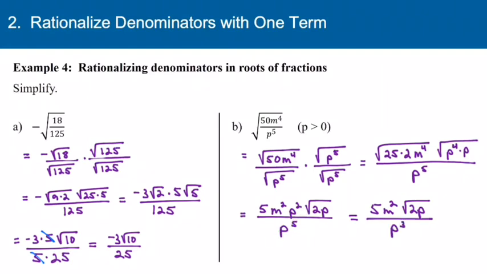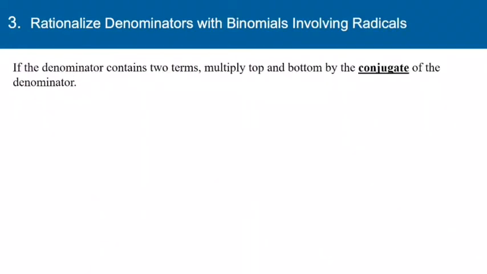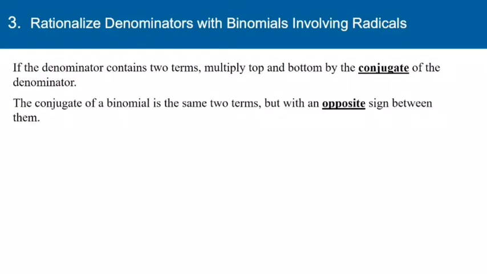Have you noticed how we're using lots of skills here? We're using our exponent rules, we're using our radical simplifying skills, we're using our product rules and quotient rules. It all goes together. And now we're going to talk about rationalizing denominators where there's a binomial or 2 terms in the denominator. So if the denominator contains 2 terms, then instead of just multiplying top and bottom by the radical, we'll have to multiply top and bottom by the conjugate of the denominator. The conjugate is made of the same 2 terms but with the opposite sign between them.